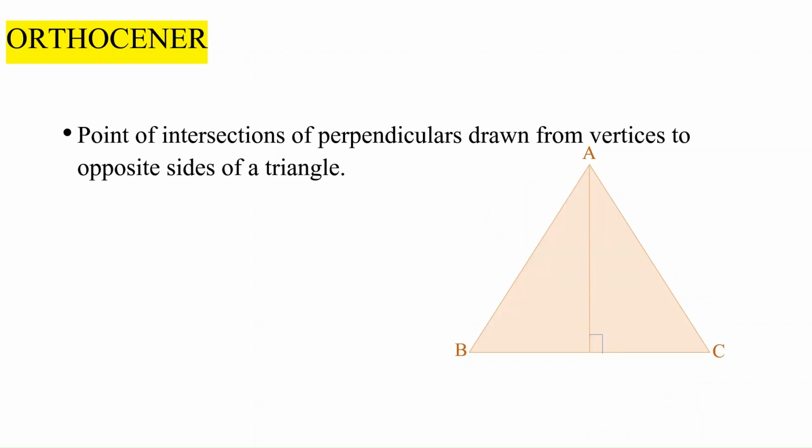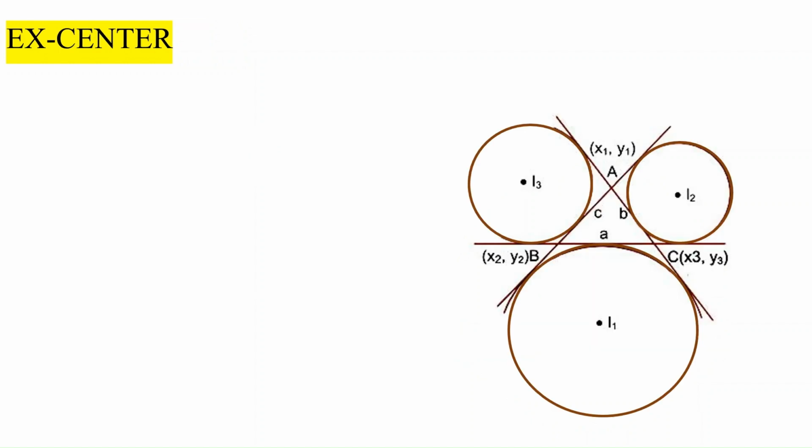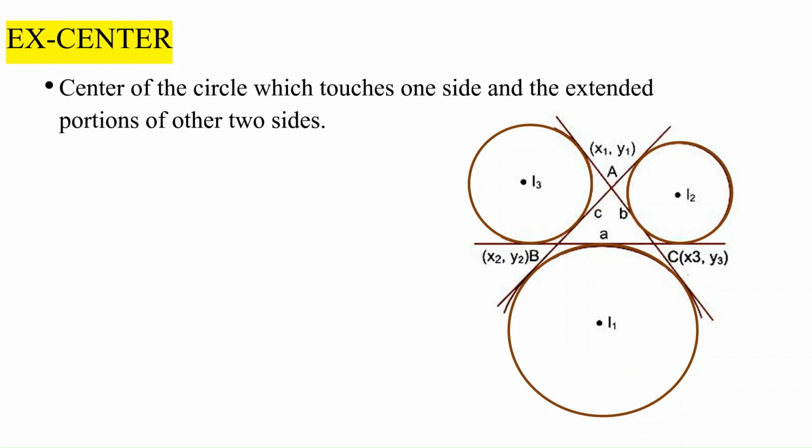If we see, we will be drawing a perpendicular from the opposite vertex. In that way, if we do for all the three sides, they meet at a point and it's called the orthocenter, denoted by H. Excenter means when we draw a circle which touches a side and the extended portions of the other two sides. These circles will be exterior to the triangle. Those circles are called excircles and the center of such a circle is called an excenter.